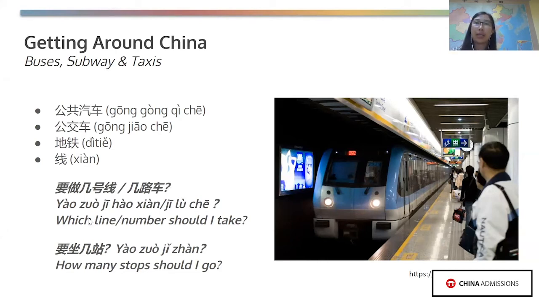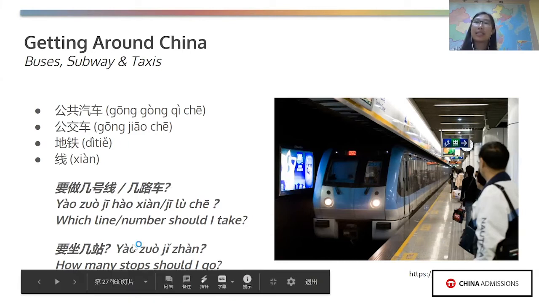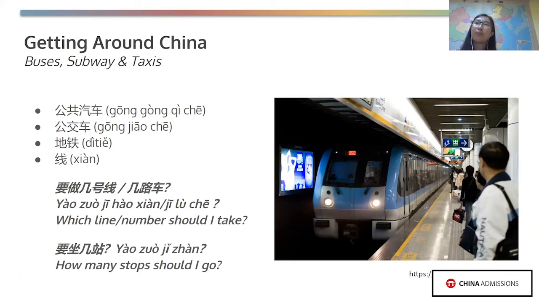Which number of bus should I take? And 要坐几站? How many stops should I go? 要坐几站? But now there's Google Map, or in China you can use Baidu Map. It's very convenient. It will tell you all the details, which number you should take and how many stops you should go. So if you come to China for traveling, you'd better download some very convenient and necessary applications here.